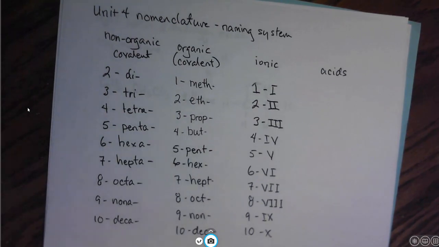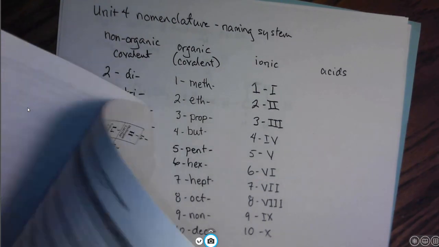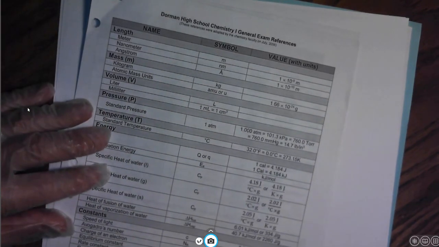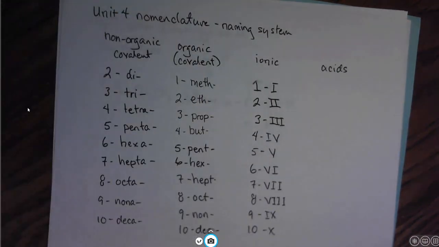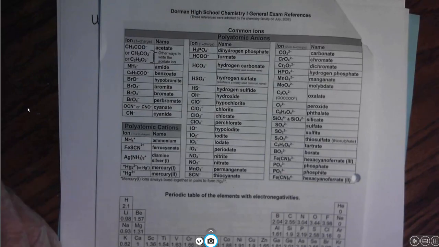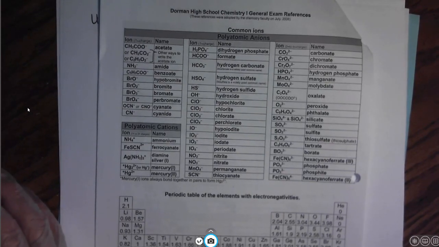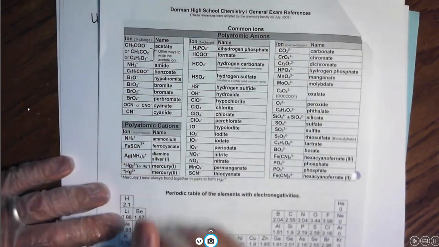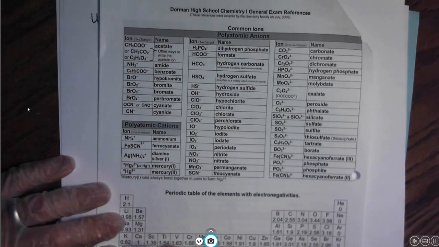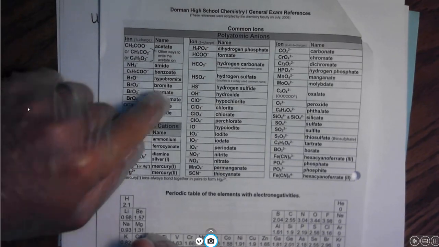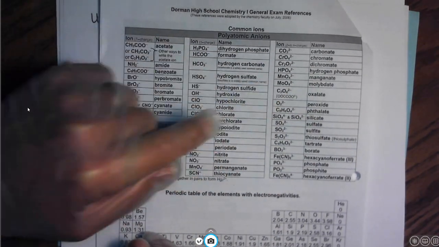So if you'll get out your periodic table, your references. I want to show you a reference here. You won't have to memorize or learn a naming system for the polyatomic ions because they're right here on this list, and you always have this list. You can have this list on your homework. You can have this list for your tests, classwork. You're supposed to have this list with you all the time. Okay? So if you look in here, you'll find polyatomic ions.